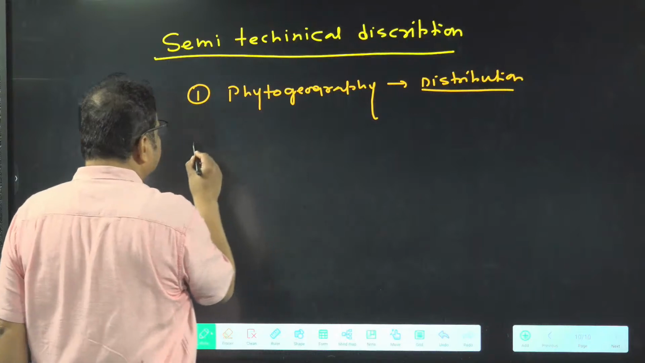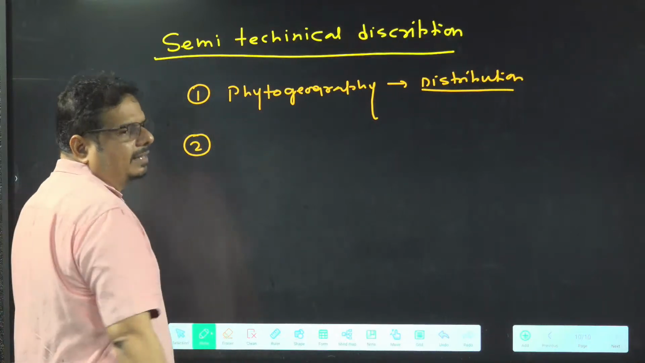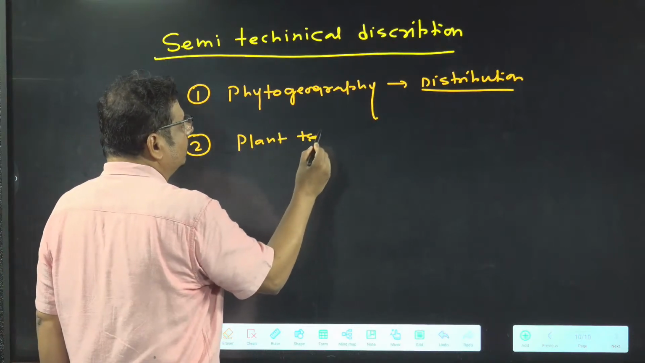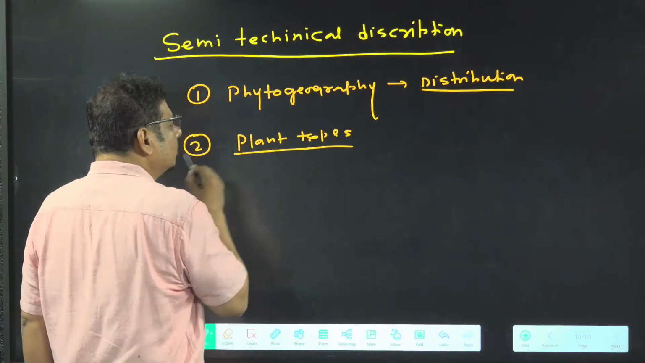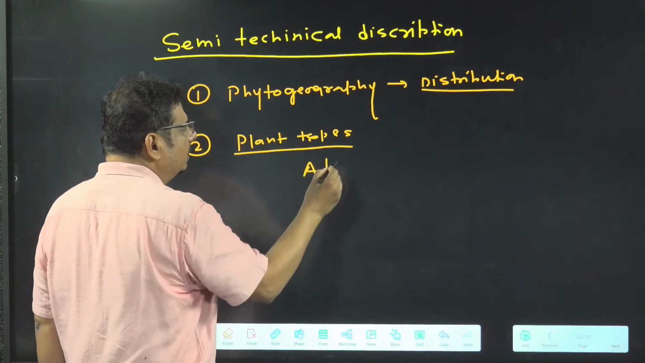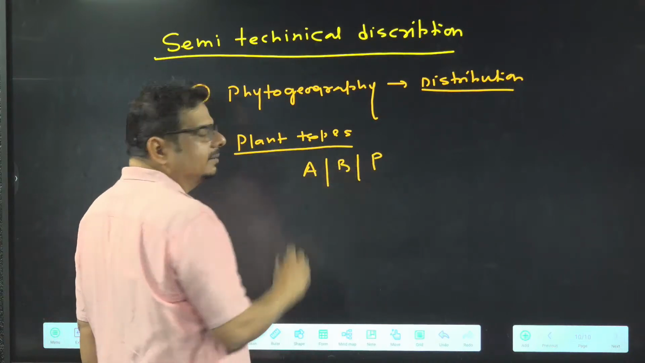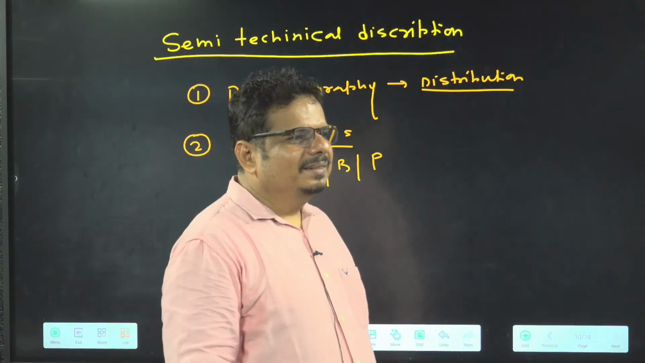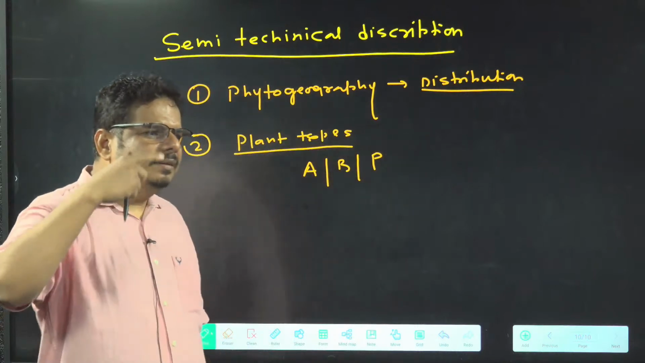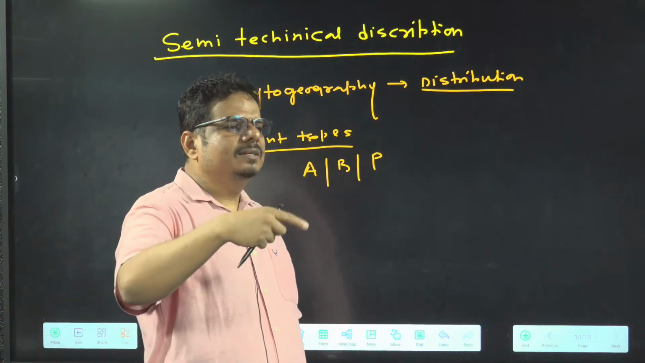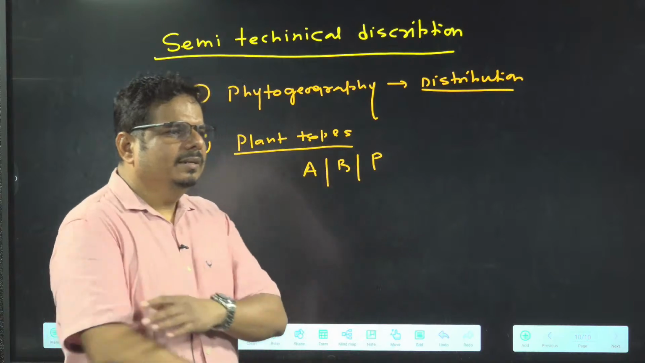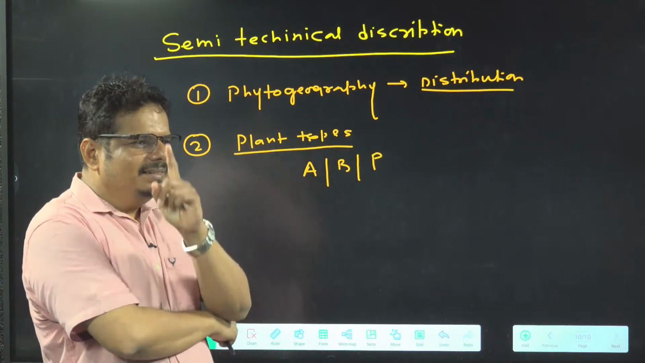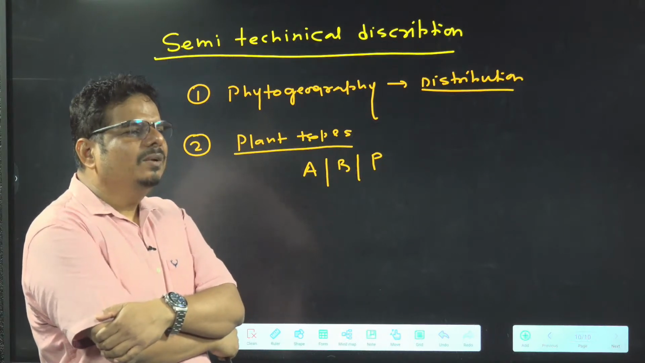Second thing, we describe the plant type. And what are these plant types? You can say this plant is either annual, biennial or perennial. Do you know annual plant? The plant that completes its lifespan in one season or year is called annual. An example: rice. Rice plant is an annual plant. Wheat is an annual plant.